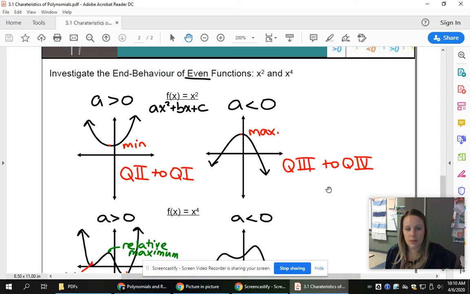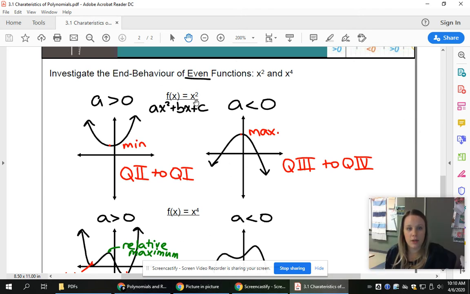Now let's look at some of the similarities that we have with even functions. And when I'm talking about that, I'm talking about the degree. So an x squared function, a quadratic, an x to the 4, x to the 6, 8. If your biggest exponent is even, they will follow this general pattern.